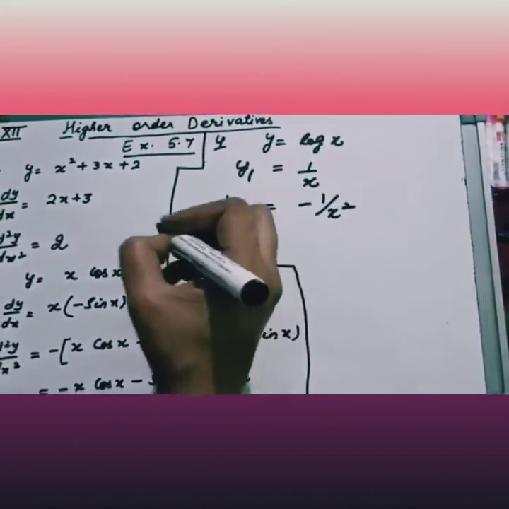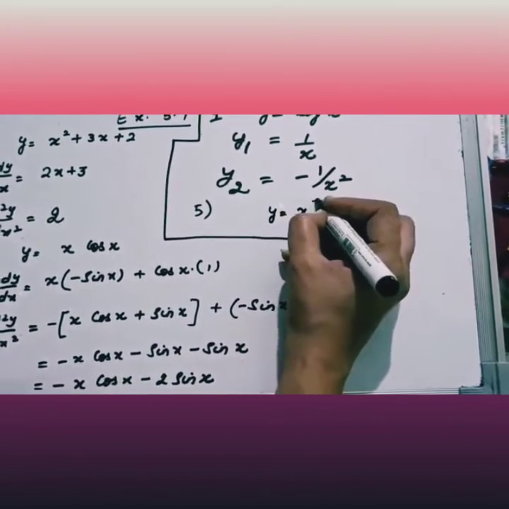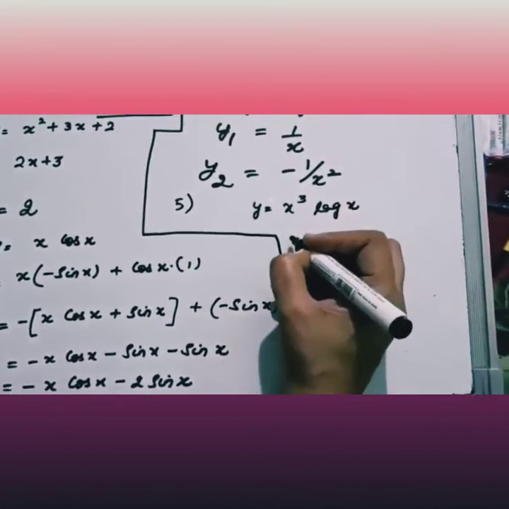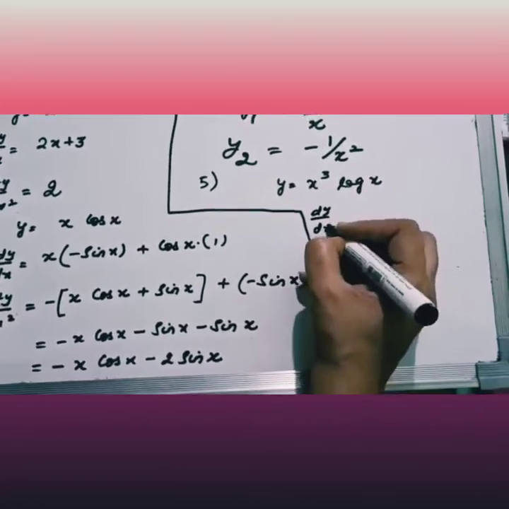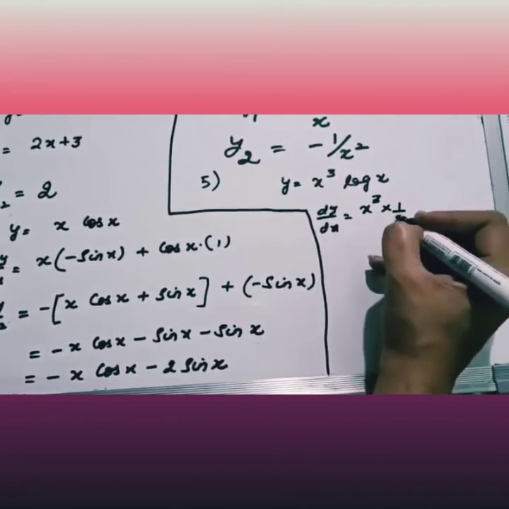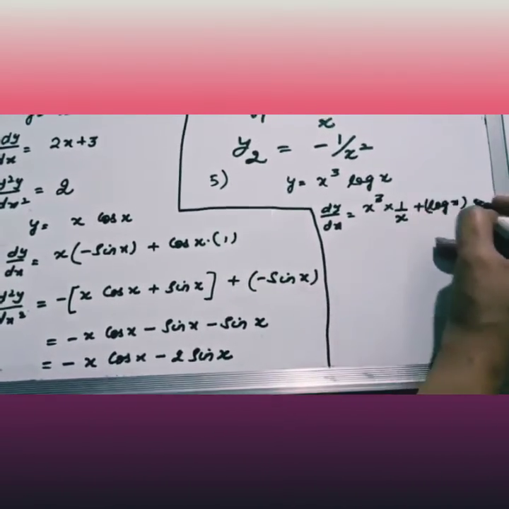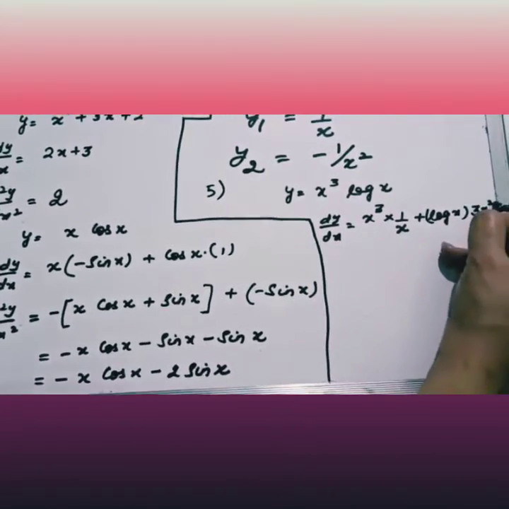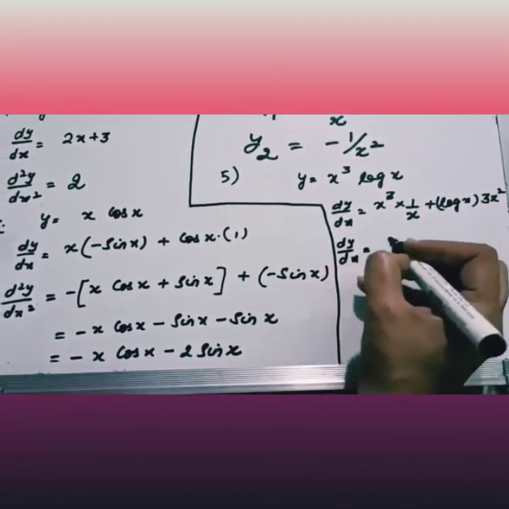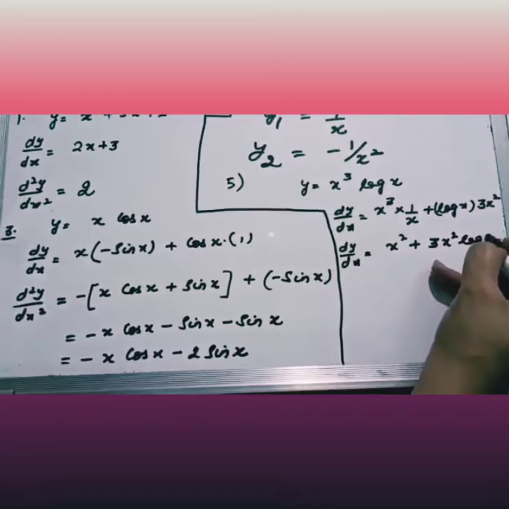Next is question number 5. Y is equal to x cube log x. Again we have to find the second order derivative. So dy by dx is, apply the product rule, x cube as it is, log x derivative 1 by x, then log x as it is, derivative of x cube is 3x square. So dy by dx is equal to x square plus 3x square log x.